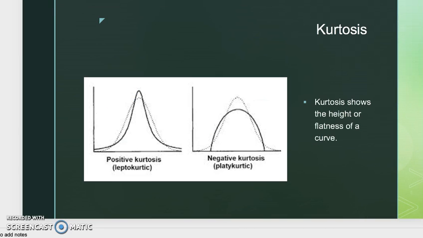Kurtosis. Kurtosis shows the height or flatness of a curve. Positive kurtosis is where the curve is high and doesn't have much flat section, so the peak is narrow and the curve is high, whereas negative kurtosis is where there is a longer flat section and the curve is lower and more flat across the top.